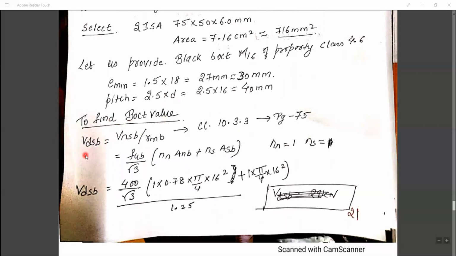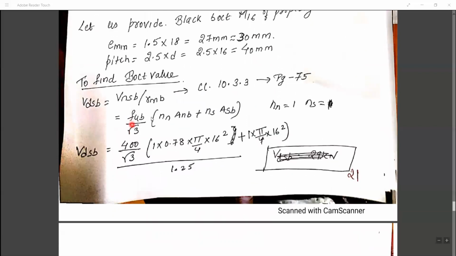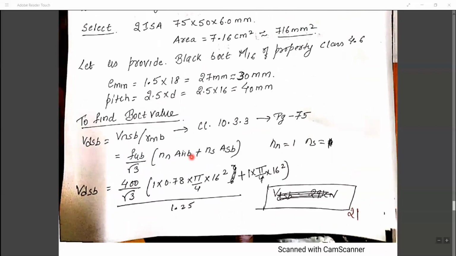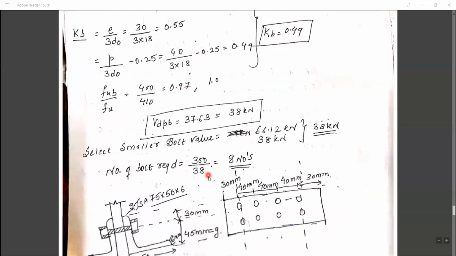Then to find the bolt value, VDSB is equal to VNSB by gamma MB. So VNSB will be FUB by root 3 NNANB plus NSASB. So here the bolting connection is failing. The bolting connection is failing at both the points. It is failing in thread also, it is failing in shank also.